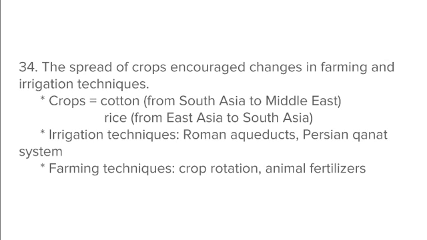We're going to see new irrigation techniques. The Romans, of course, are going to develop the aqueducts. The Persians are going to have the Qanat system, and wherever the Romans or the Persians went, they're going to take those irrigation techniques with them. Crop rotation and the use of animal fertilizers will be other techniques used to increase the productivity of agricultural land, right? So that more and more people can be fed.